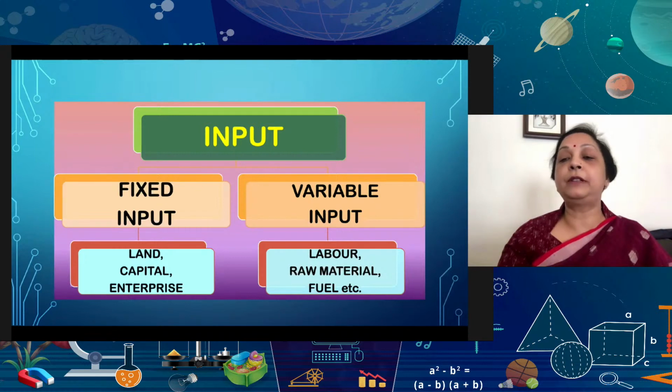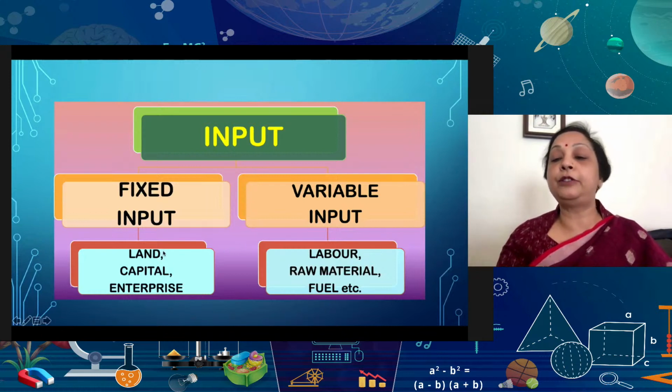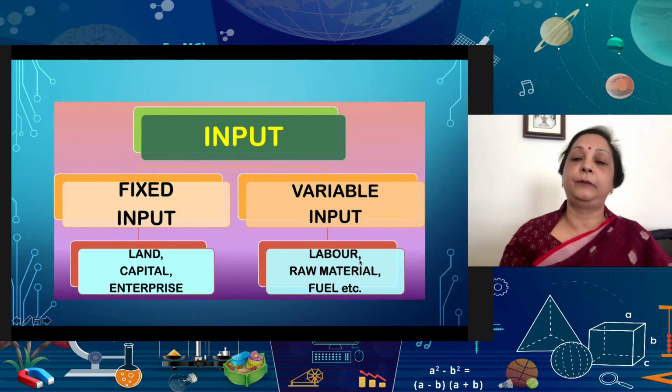So variable inputs are those inputs which can be changed even in a very short period of time. For example, if a producer wants to produce more in, say, 2 days' time, he'll employ more labor. He'll buy more raw material and start to produce more and more. But he may not be able to change his machines. He may not be able to change his factory buildings in a short period of time. So these become fixed inputs, and these are variable inputs of production.